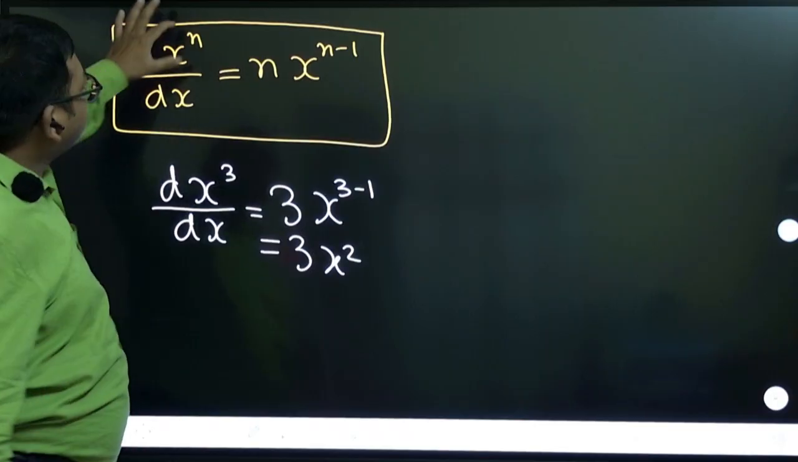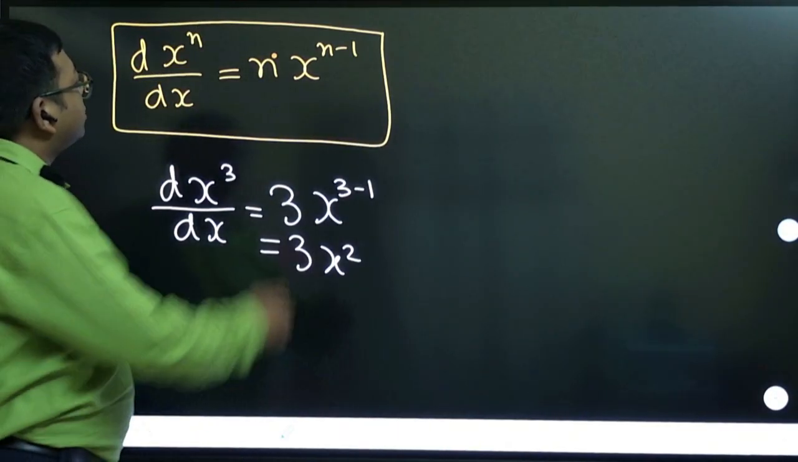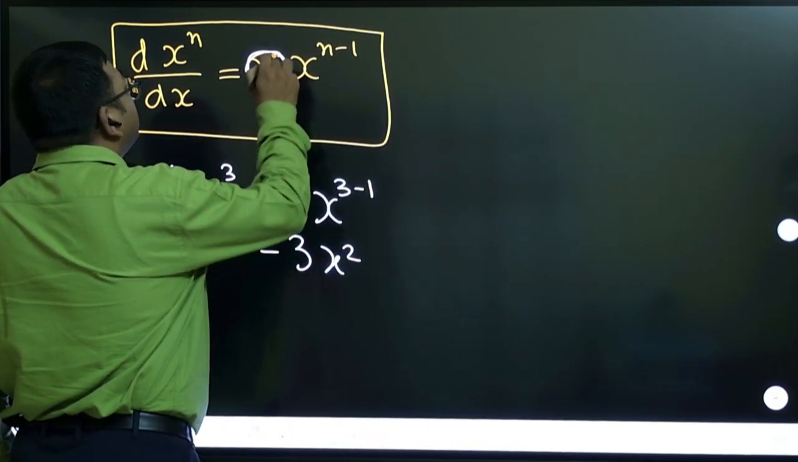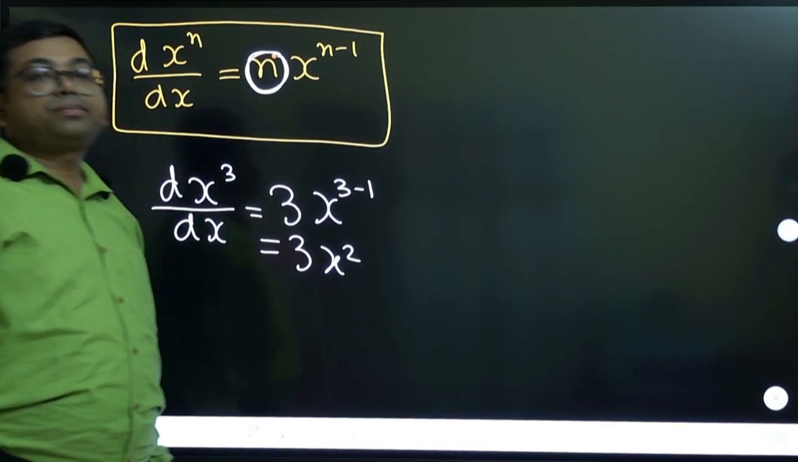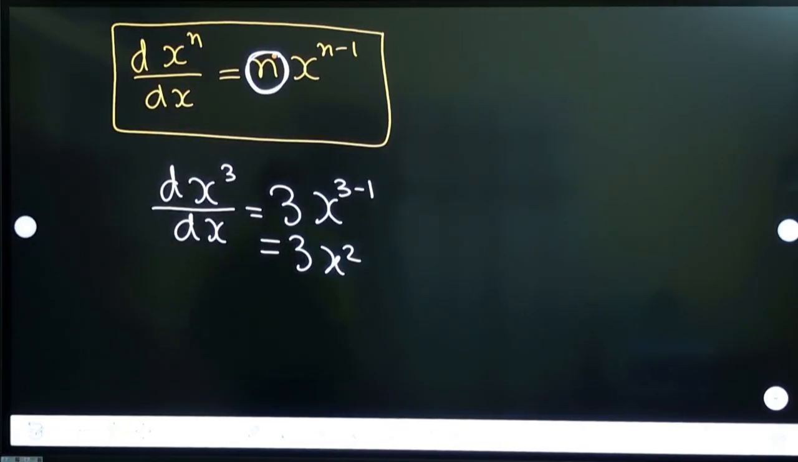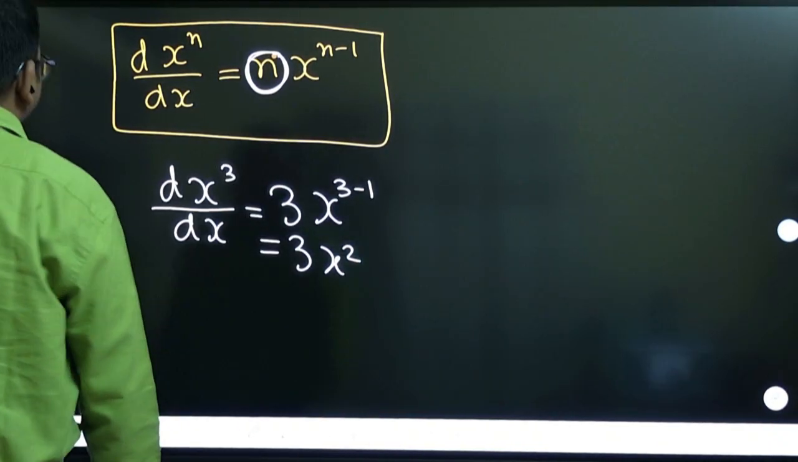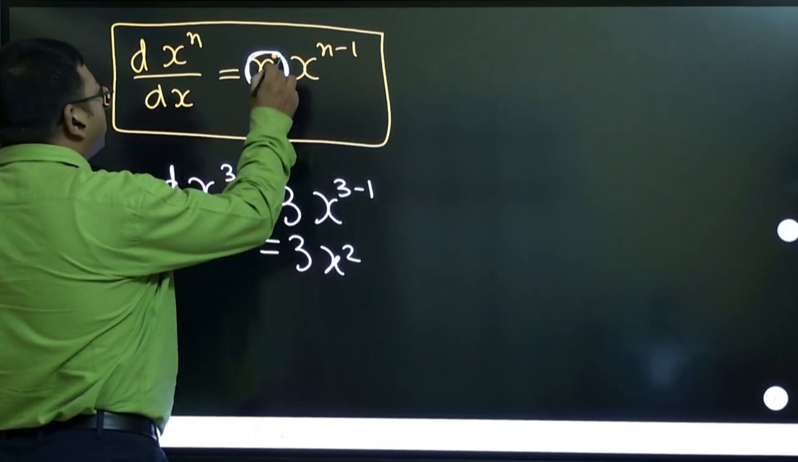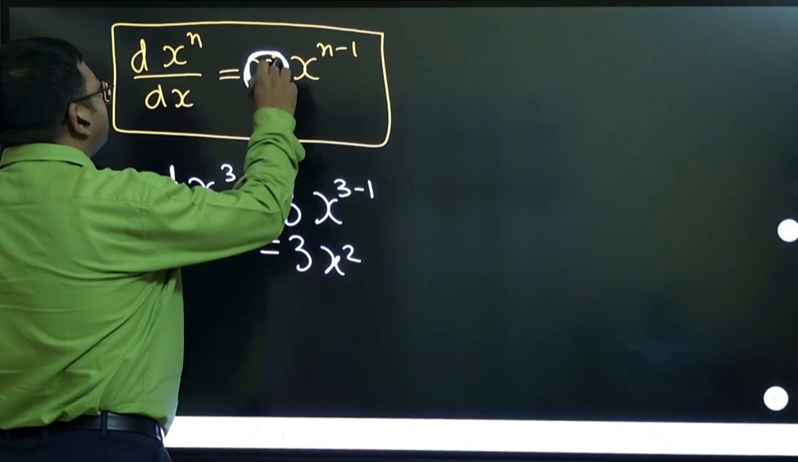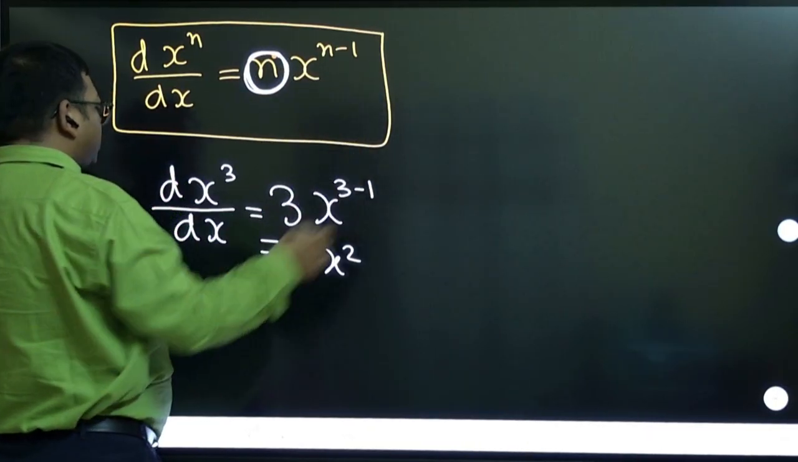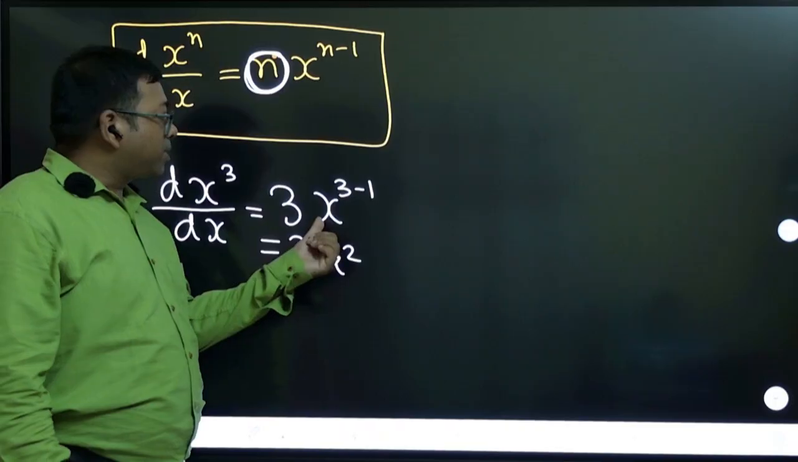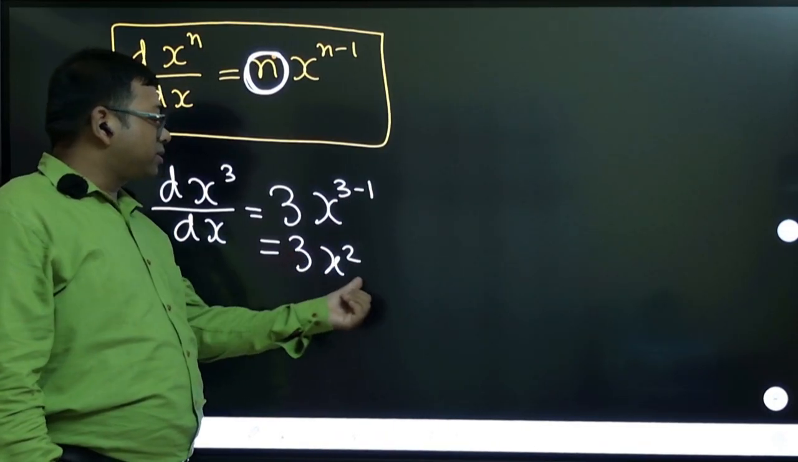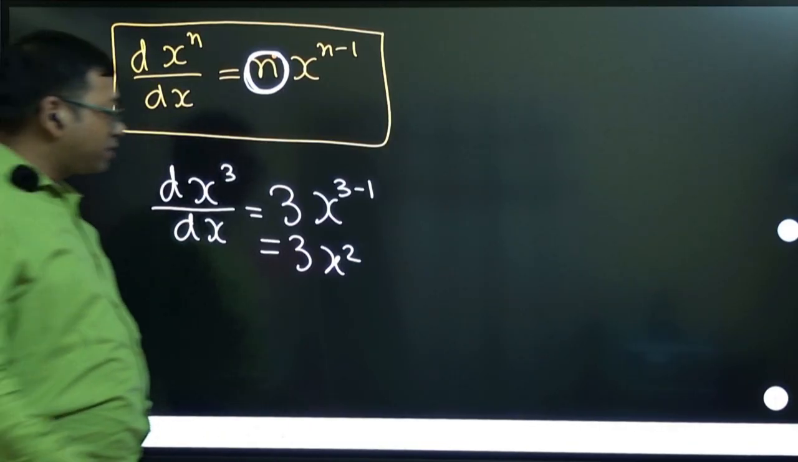What you need to do is keep the original power here, and decrease the power of the variable by one. That's how we do it. Can you hear me? Okay, so note this formula: we keep the original power as a multiplier, and we decrease the power. For example, the differentiation of x cube with respect to x: 3 comes out, x power 3 minus 1, so that means 3x square. Like this we can use it, and it has a lot of applications.